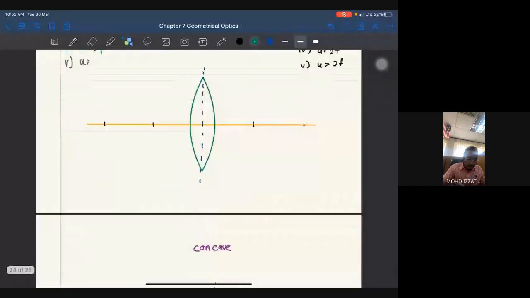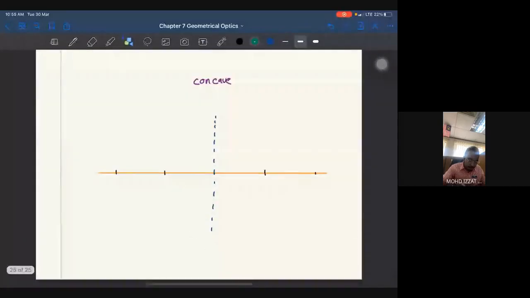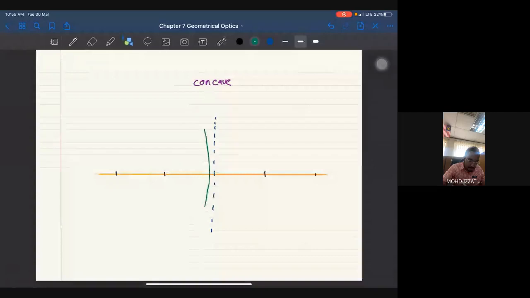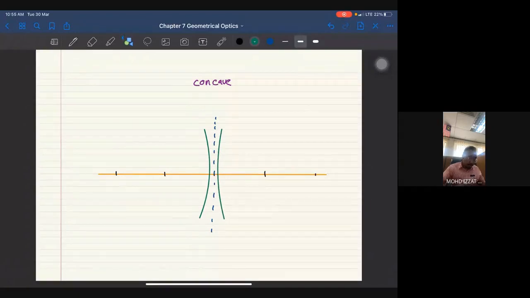Convex. Concave. Okay, so the difference yang pertama tadi, boleh compare with the mirror, is that for this one kita ada yang dotted line warna biru tu, yang 90 degrees to the principal axis. That's the main difference lah.